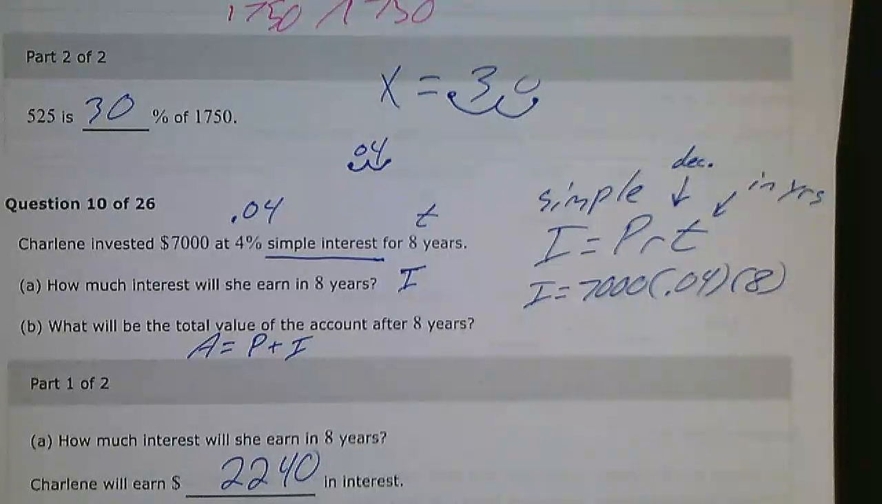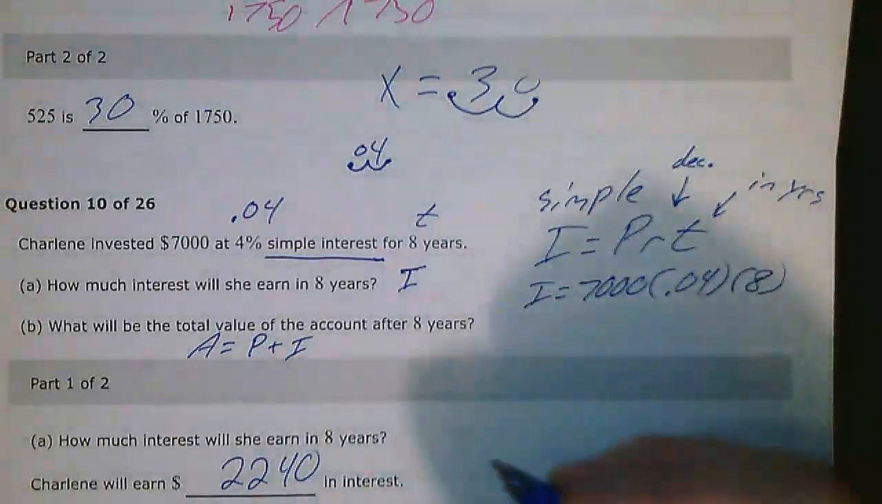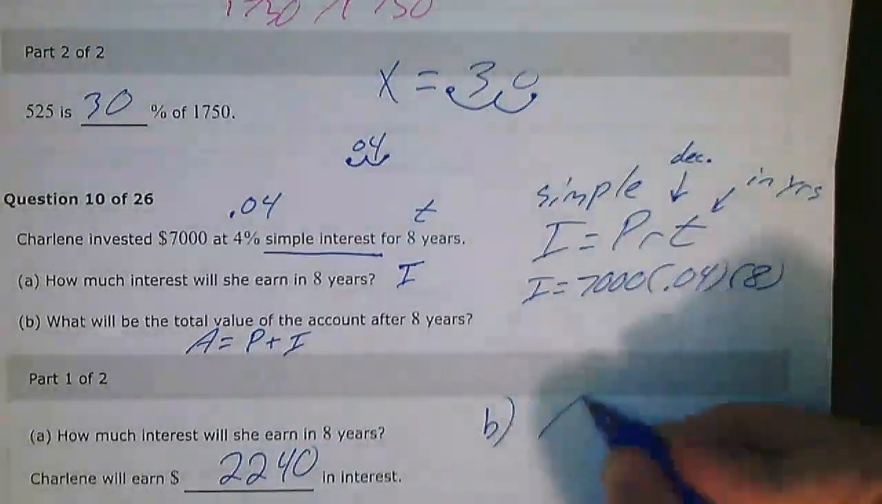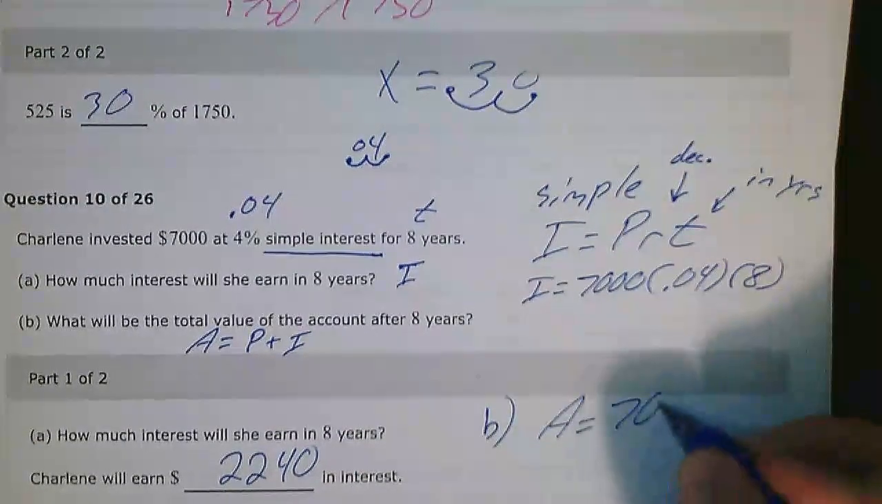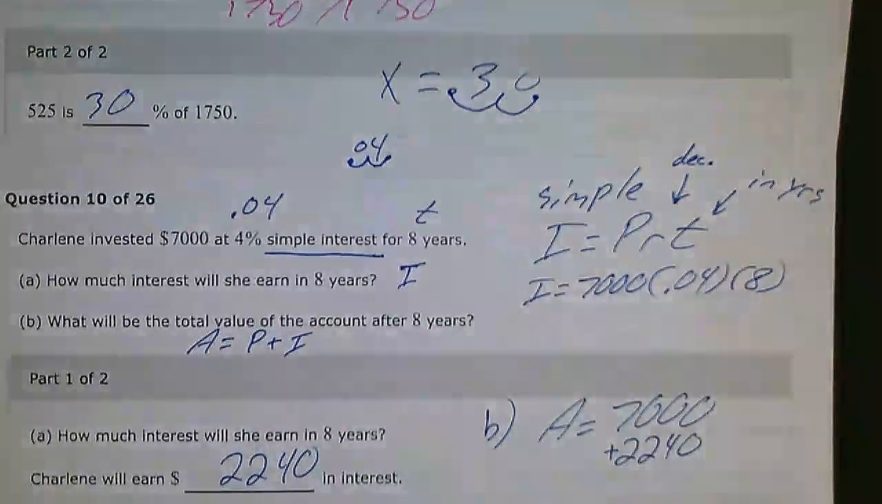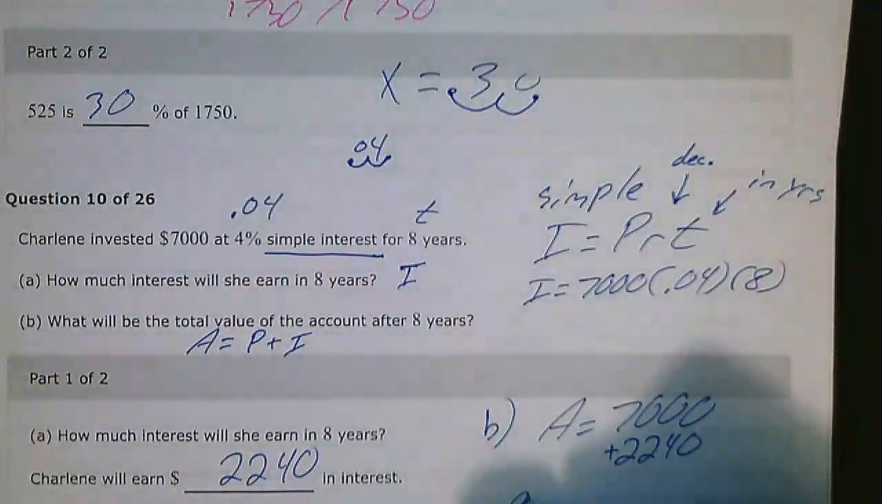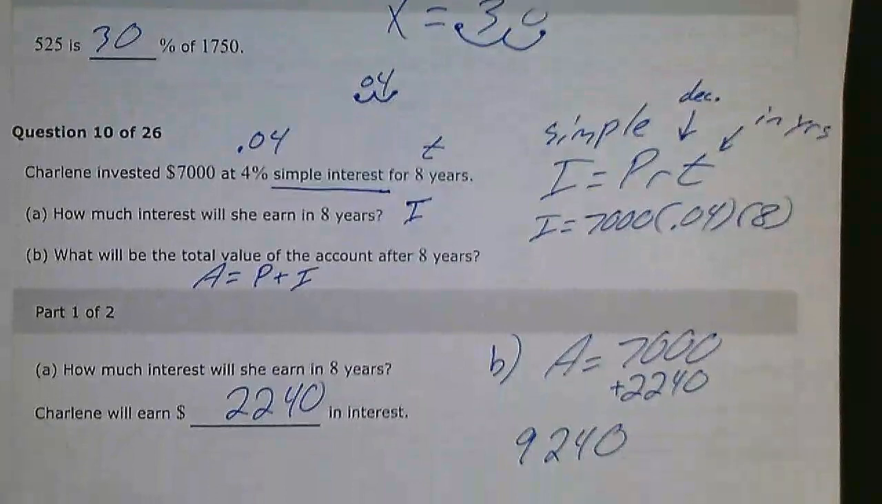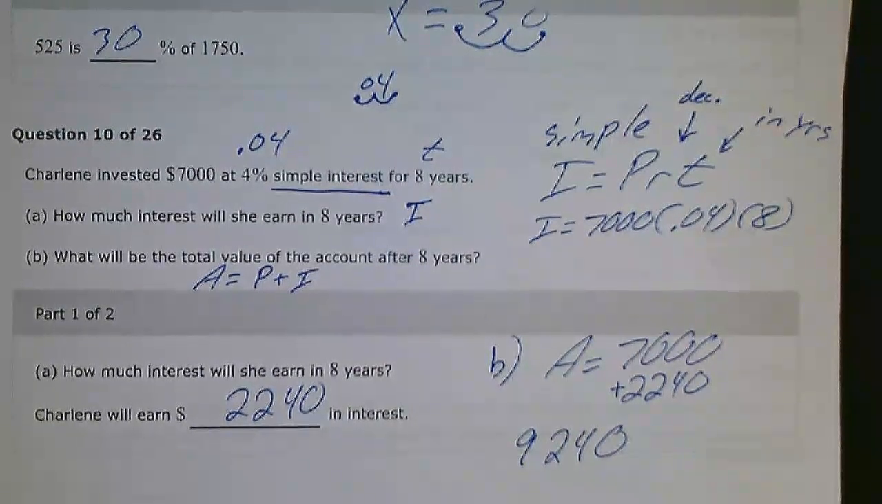And for part B, what will the total value be after 8 years? I'll put part B right here. It's the principal investment of 7,000 plus the interest for $9,240. Turn the page.